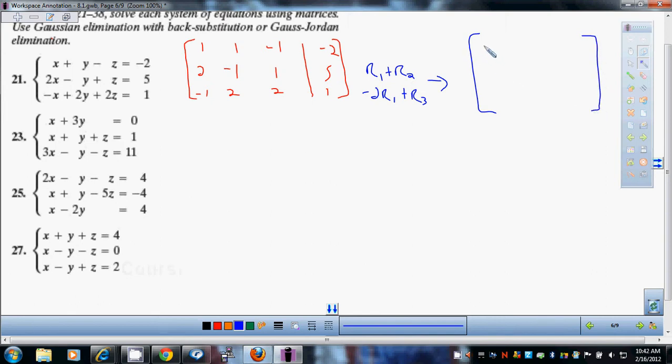So the first one's not changing. 1, 1, negative 1, negative 2. Now row 1 plus row 2. That'll be 3, 0, 2 zeros back to back, and 3. And then negative 2 row 1, which I will write right here so I can keep it straight. That'll be negative 2, positive 2, positive 4. Adding these up, that's negative 3, 0, 4, 5.